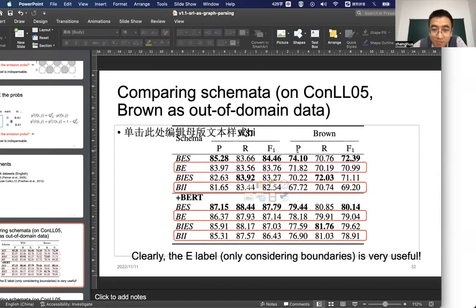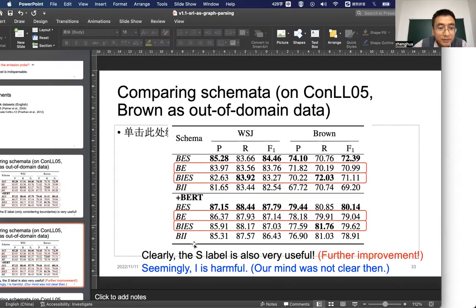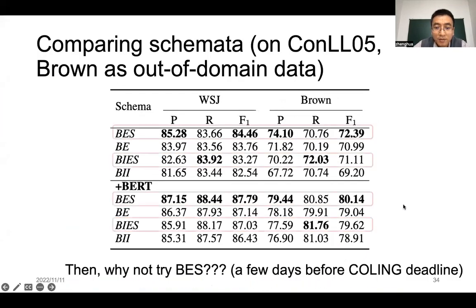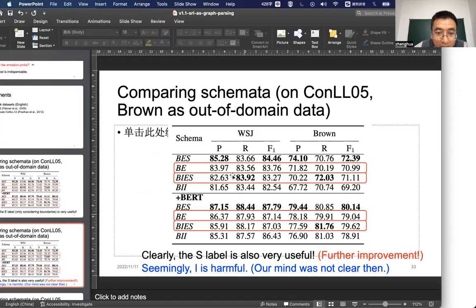First, let us compare BE and BRI, which is done in our submission to ARR. We can see that E, distinguishing the ending word, is very useful. Actually, there are two steps between the two schemes, but we can clearly get this conclusion. And this one compares BE and BIS. BIS is the third schema we tried, and we can see clearly that the S label is also very useful. It can further improve. This encouraged us a lot. We find our model can be further improved, and the performance can surpass other previous work.